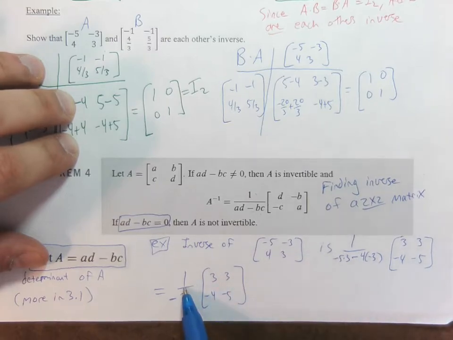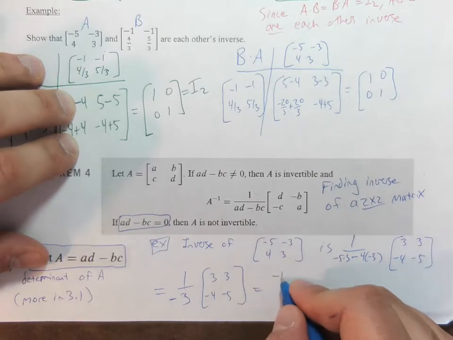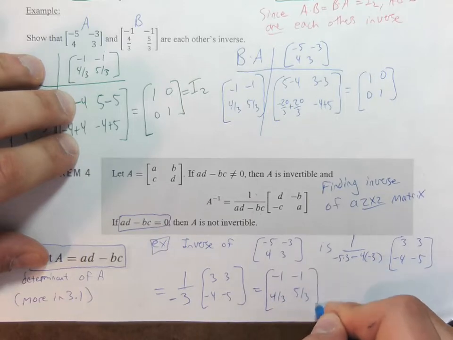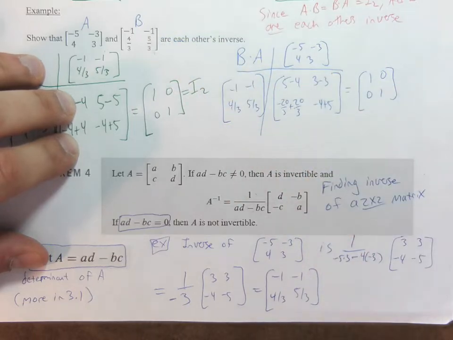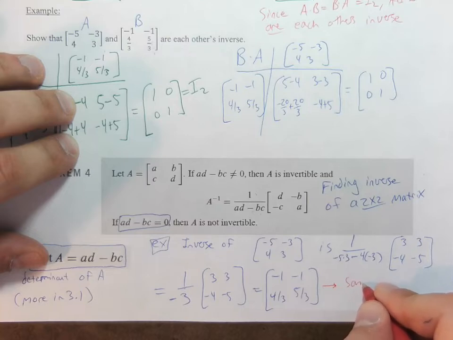And when you multiply a scalar times a matrix, you just multiply all the entries by that scalar. And so since it's a fraction, you just divide each one of these things by negative 3, right? And so we end up with minus 1, minus 1, 4 thirds, 5 thirds. And that was the exact same thing that we had up here. And so we just found the inverse that we already knew existed.